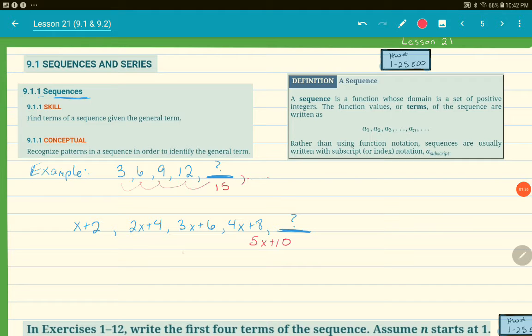So now that we've built what a sequence is and got an idea of that, let's look at the official definition. A sequence is a function whose domain is a set of positive integers. The function values or terms of the sequence are written as a1, a2, a3, a4, and so on, up to an. So how does this work as a function? For example, my first term is the x plus 2, and I actually call that a1. That second term, that's a2. The third term, that's a3, and so on.